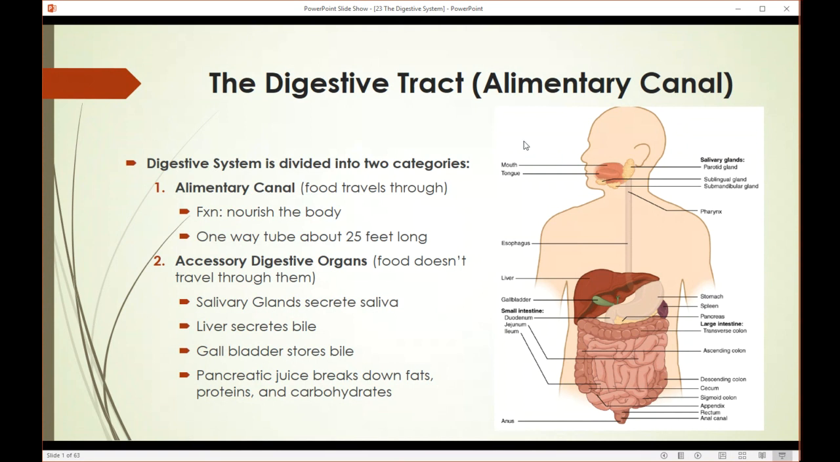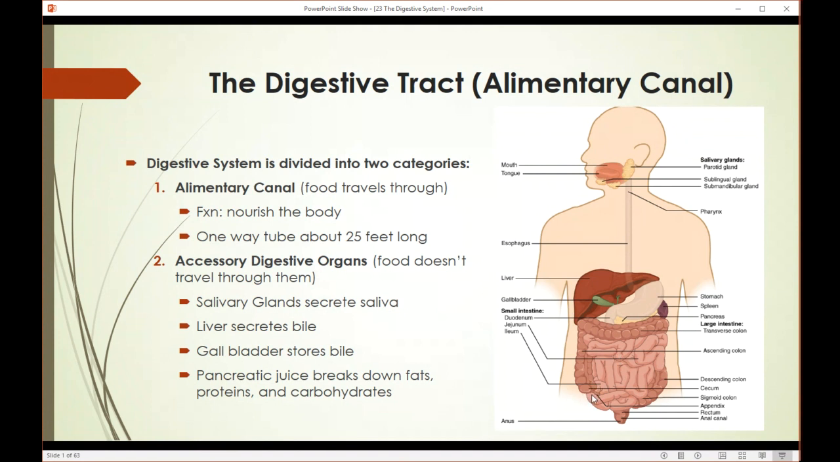Okay. So, for instance, in the alimentary canal, you have to think about the food is going to enter your mouth. We're going to swallow it, and it's going to go down the esophagus. Okay. It's going to go into the stomach. Then it's going to travel into the small intestines. Okay, so the first part of the small intestine is called the duodenum. Then we have the jejunum, and then the ileum.